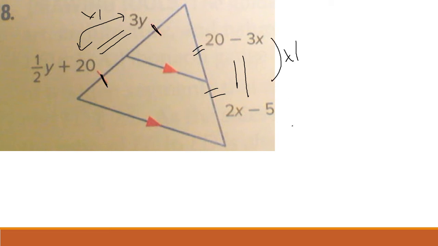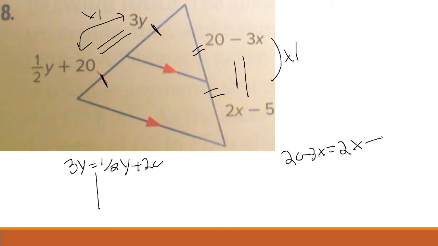then this would also have to be a times 1 ratio because they're equal. So instead of setting up a fraction, which I could do, I could do this: 3y equals 1/2 y plus 20. Solve this one. And then for the x's, I'd have 20 minus 3x equals 2x minus 5. And solve for that one.